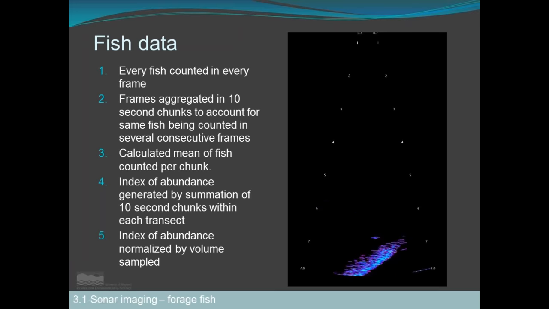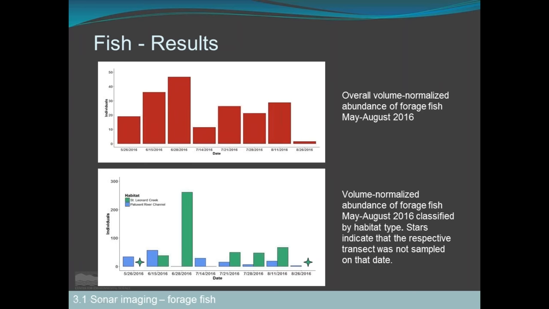So we average fish every 10 seconds because we take 15 pictures every second, to avoid repeat counts. We average them to avoid those. So we end up with the index of abundance in the water column.